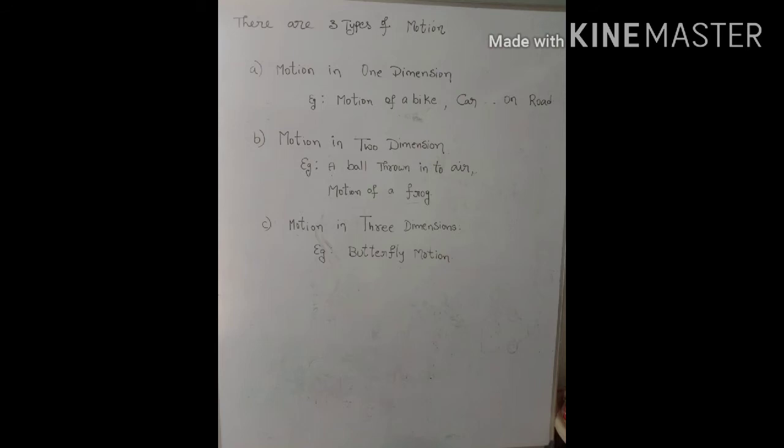The next topic is the types of motion. Generally, it is available in three types. First one is motion in one dimension. Examples: the motion of a bike, the motion of a car moving on the road. These are all examples for motion in one dimension. The second one is motion in two dimensions. Example is a ball thrown into the air and the motion of a frog. Third is motion in three dimensions. For this, the example is the motion of a butterfly.